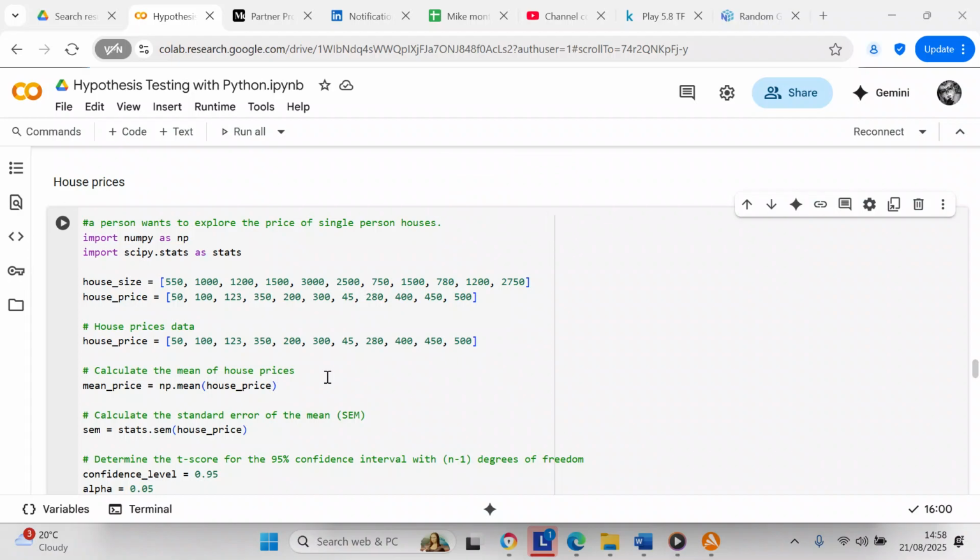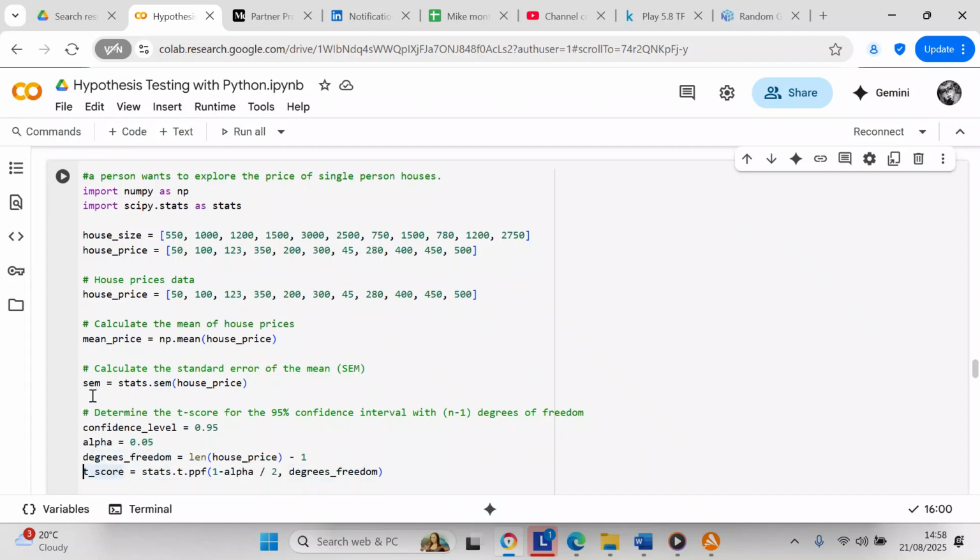Then we're going to calculate the mean of the house prices. So mean price equals np.mean(house price). Then we're going to calculate the standard error of the mean. That's SEM. SEM equals stats.sem(house price). So stats has a function called sem in it where you can calculate standard errors.